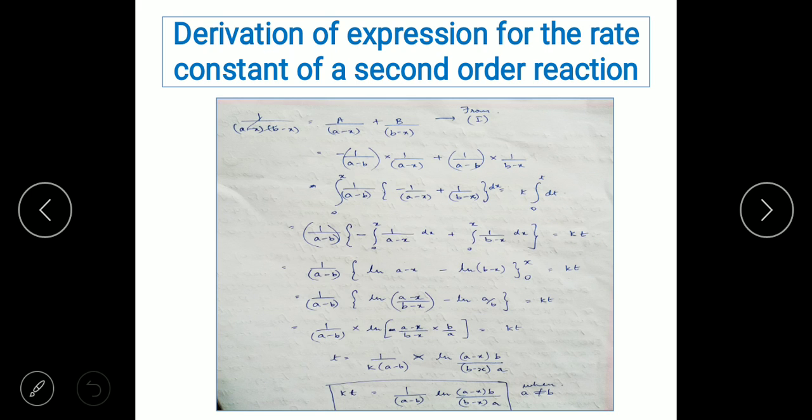So we have 1 by a minus b into minus of integration of 0 to x 1 by a minus x into dx plus integration of 0 to x 1 by b minus x into dx. Now you can see integration of 0 to x 1 by a minus x into dx is nothing but ln of a minus x. Similarly, integration of 0 to x 1 by b minus x into dx is nothing but ln of b minus x. Now you have ln of a minus ln of b, you can write it as ln of a by b. So that's what we are writing here.